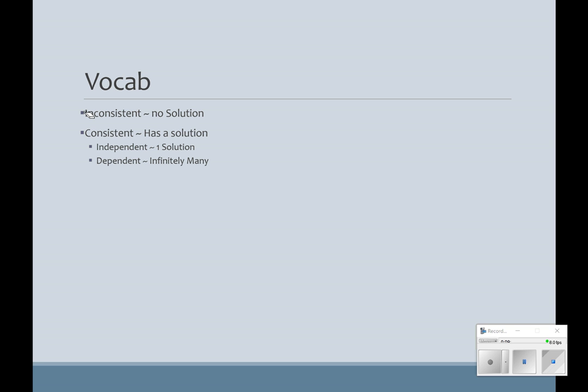All right. So our vocabulary, it's not on your notes, but we talk about inconsistent, consistent, independent, and dependent. An inconsistent system is one that's never going to intersect. It's no solution. So this would be two parallel lines. Consistent means that they have a solution. If it's independent, it means it has one solution. If it's dependent, it means it has infinitely many solutions.